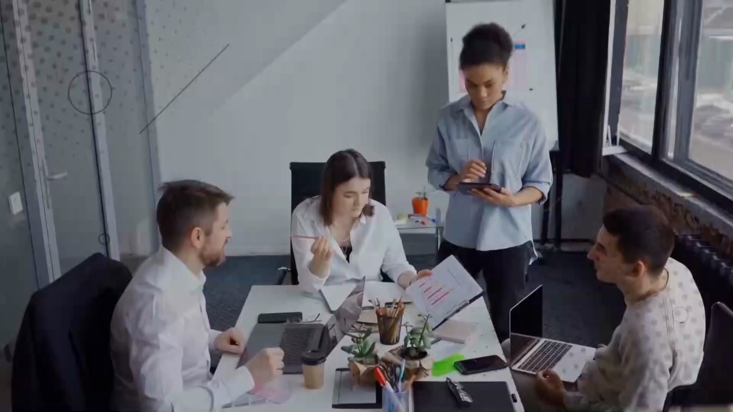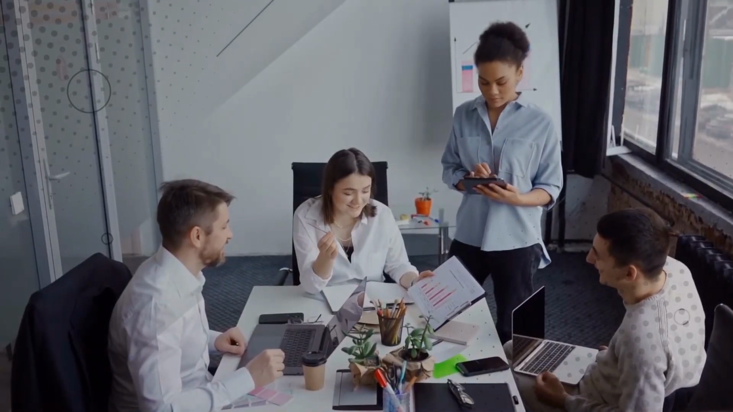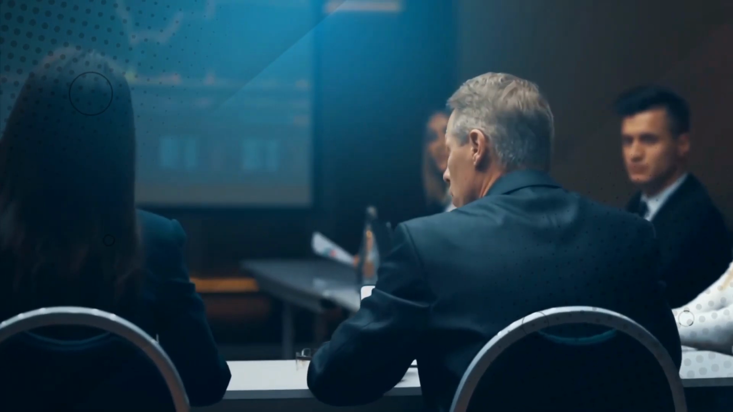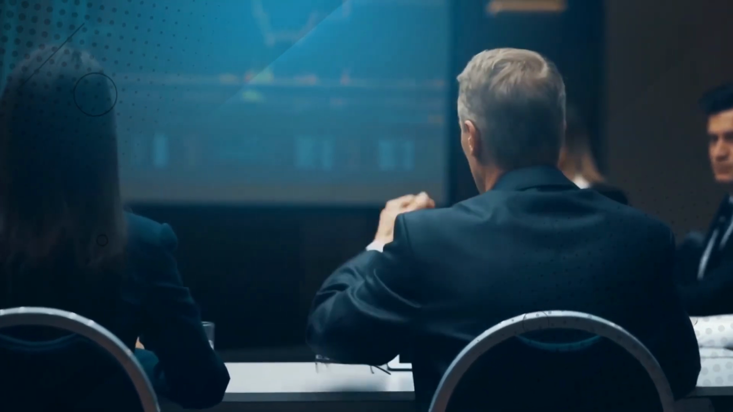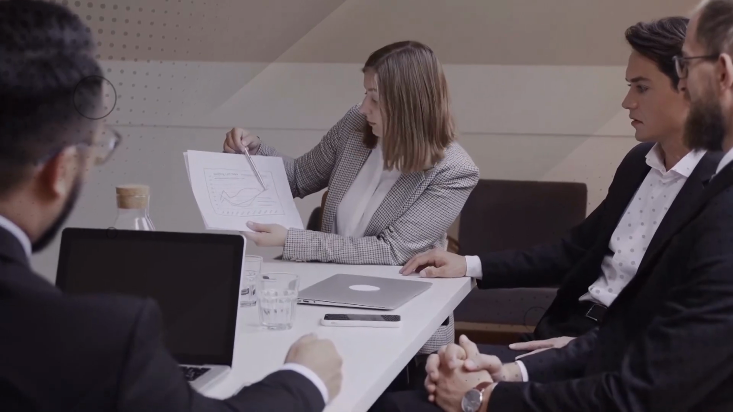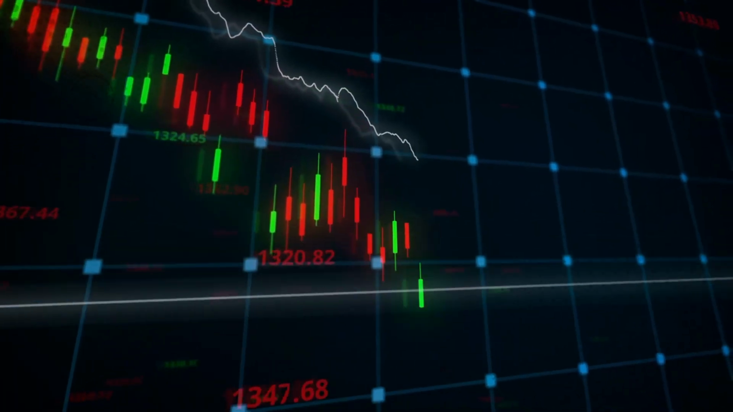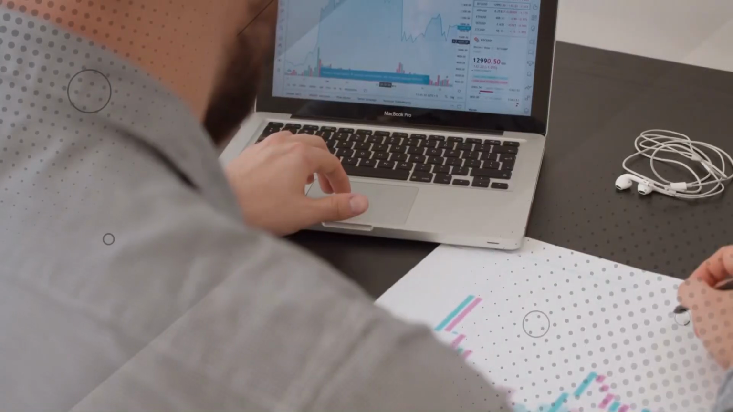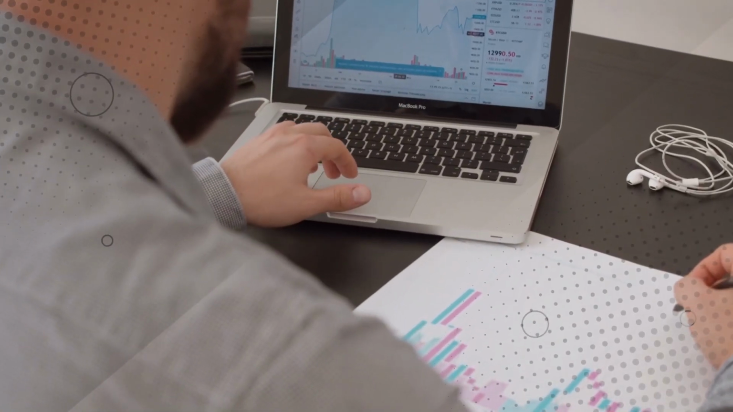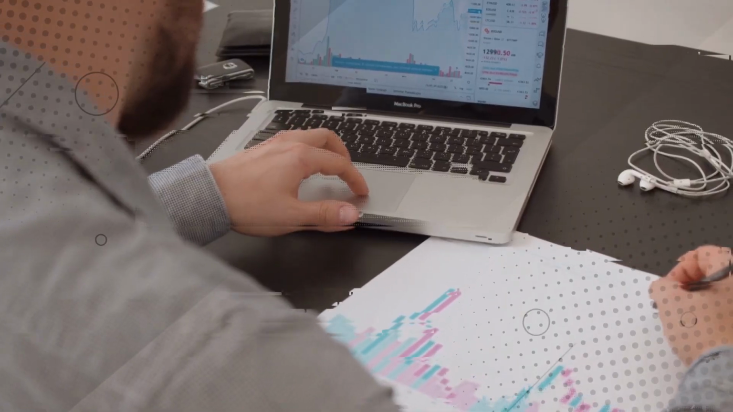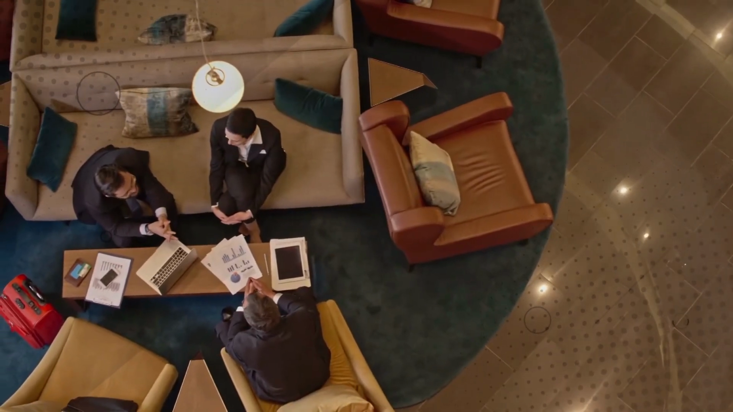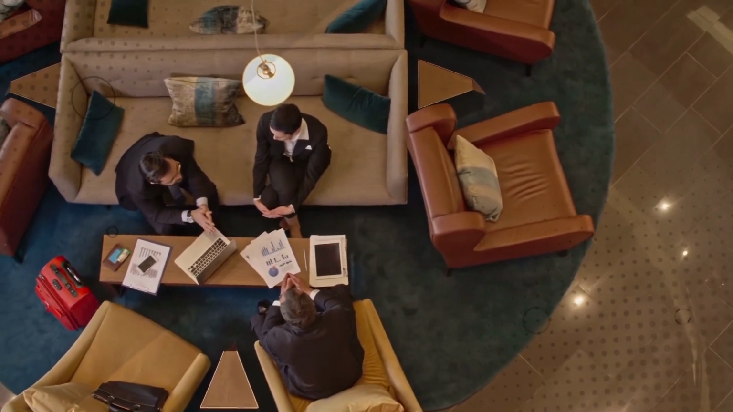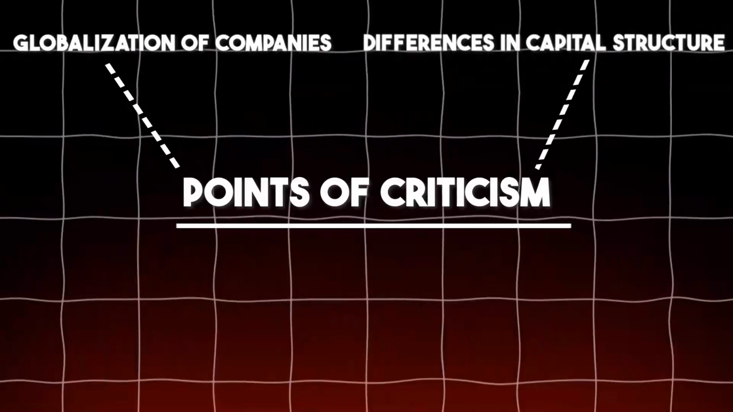Globalization of companies. Many large companies generate a significant portion of their revenues outside their home country. This can distort market capitalization relative to GDP, as GDP only measures the domestic economy. 2. Differences in capital structure. The Buffett Indicator does not take into account the capital structure of companies. Companies can be financed differently, with more or less debt, which affects market capitalization.